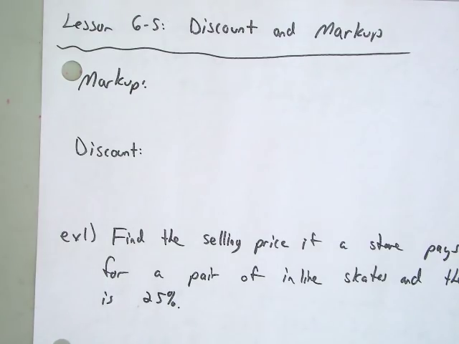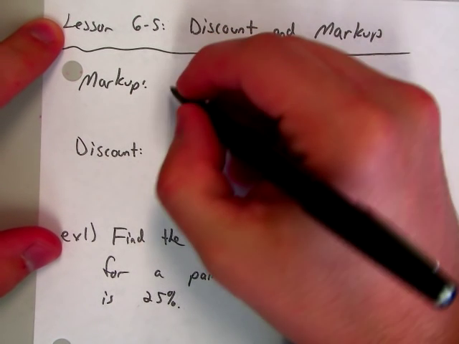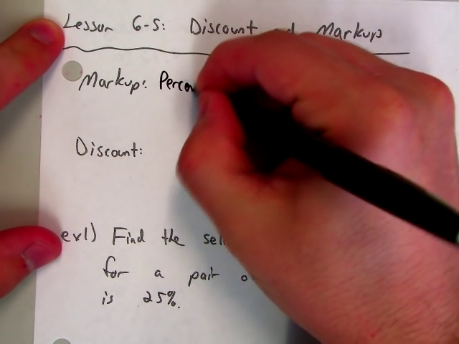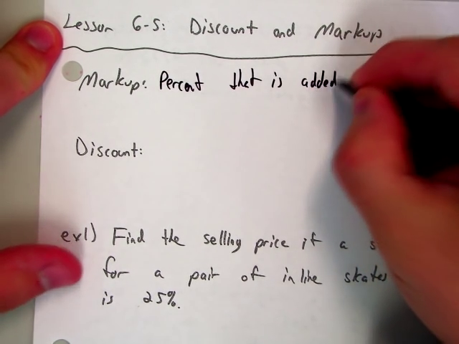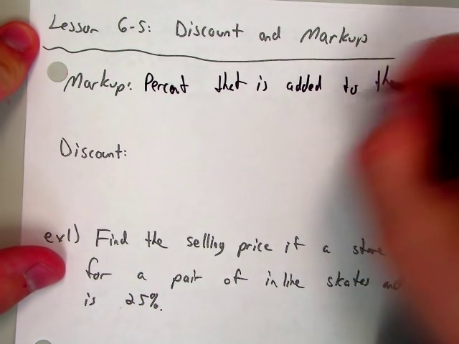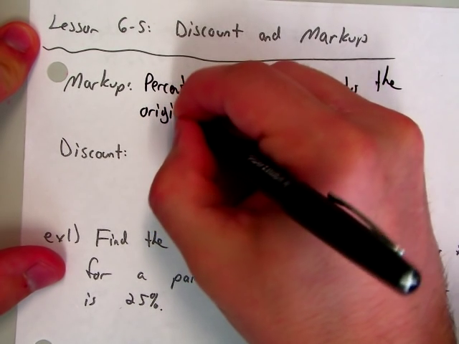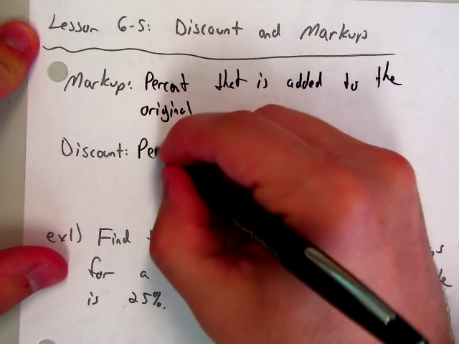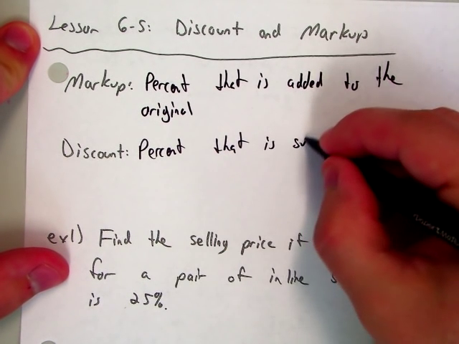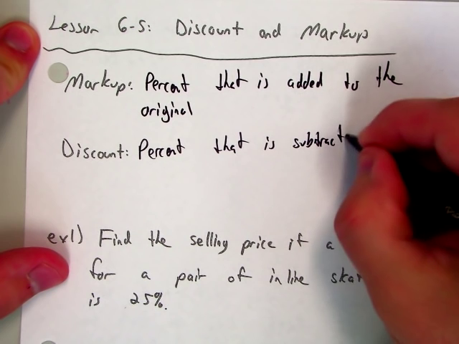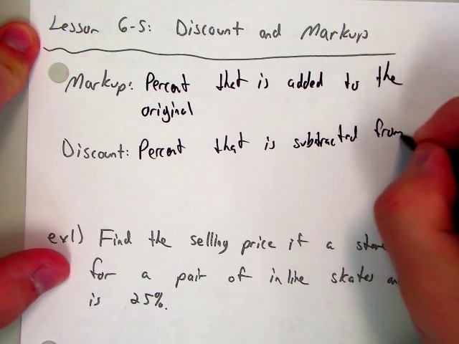All right, today we're going to be talking about lesson 6-5. It's called discount and markup. So the difference between markup and discount: a markup is a percent that is added to the original, while a discount is a percent that is subtracted from the original.